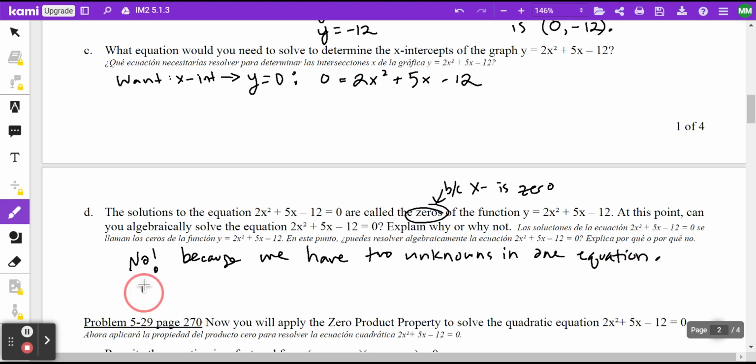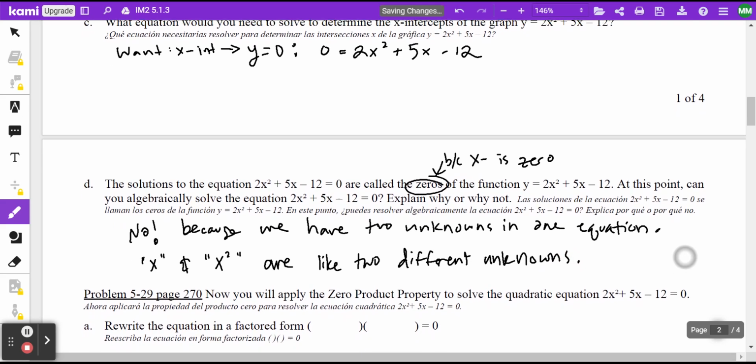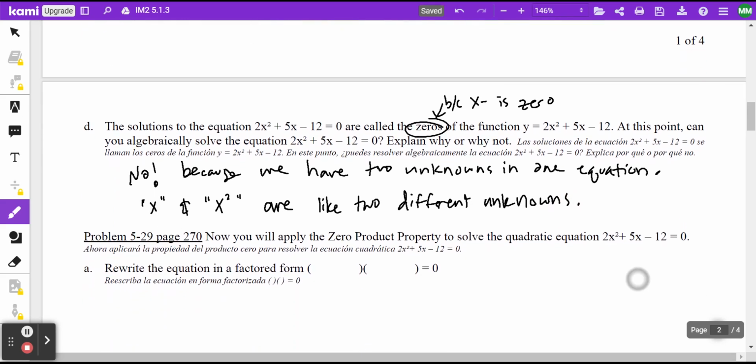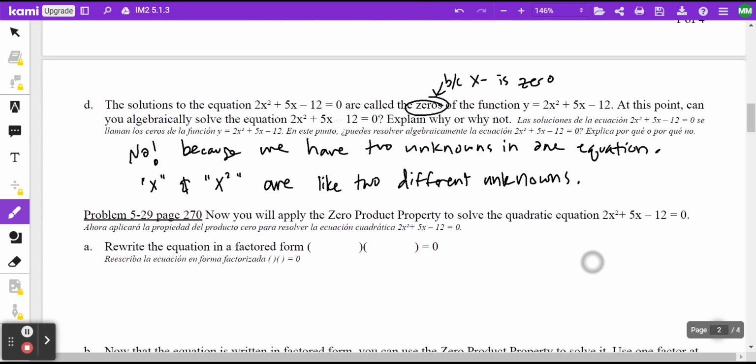Essentially, x and x squared are like two different quantities, two different unknowns. You really can only have one unknown in a single equation. We have to change the way the equation looks in order to solve it.